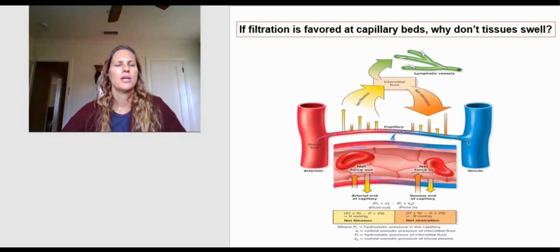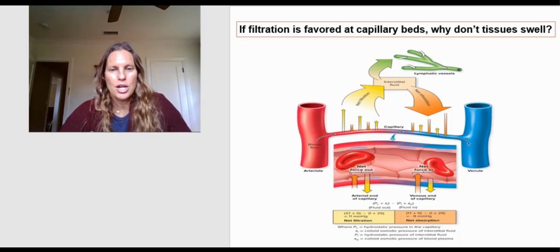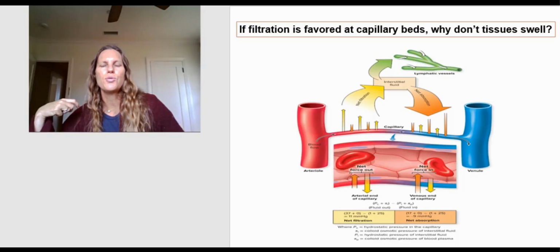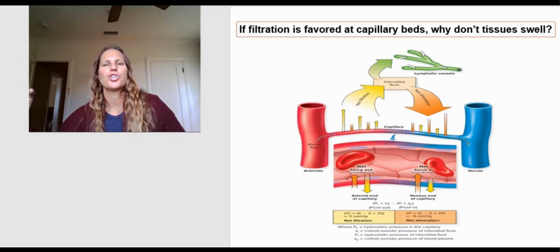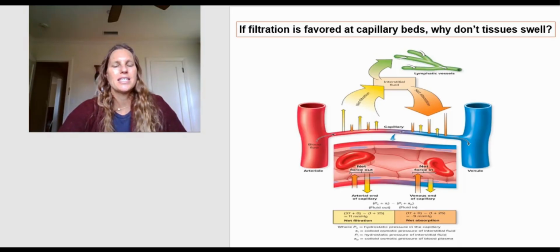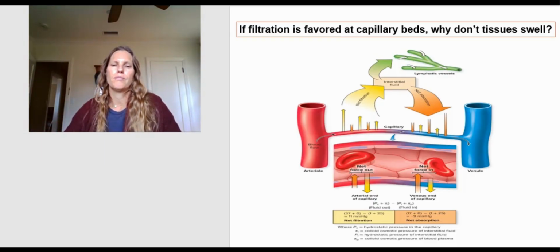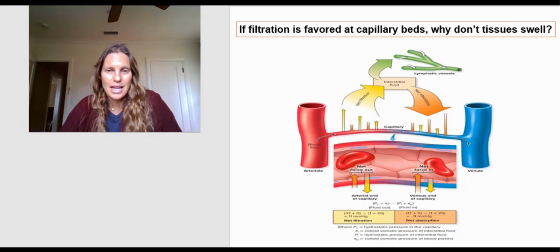All right, so here we have the whole thing put together. We said just a minute ago that the arterial end favors filtration and the venous end favors reabsorption. But here's the thing to remember: not all of the fluid that gets filtered gets reabsorbed. Some of it stays, probably roughly about 10% of it, in the interstitial fluid compartment. Now, if that happened all the time, your interstitial fluid compartment would continue to grow and grow, and you'd swell and swell and be this big swollen blob of fluid. That's not the way it works.